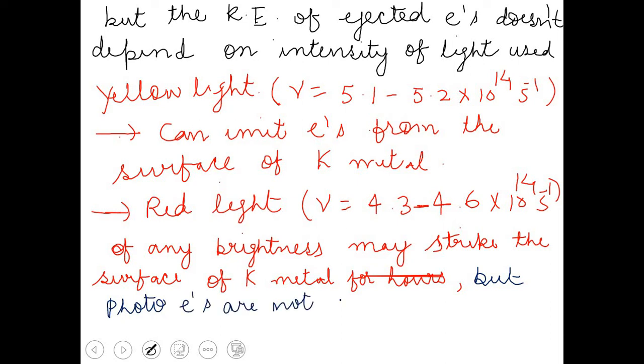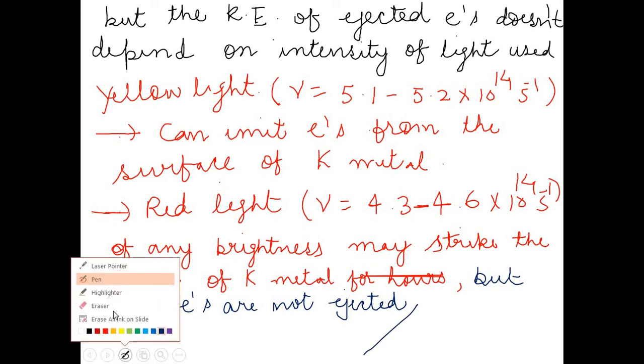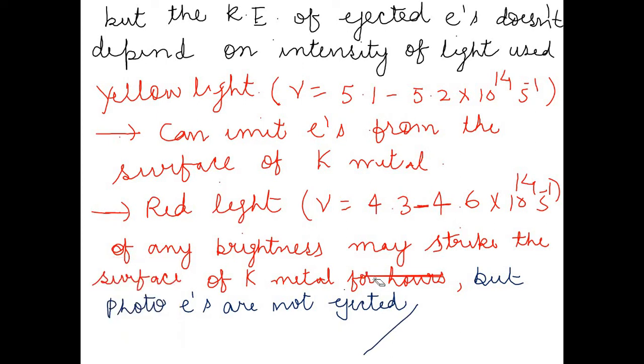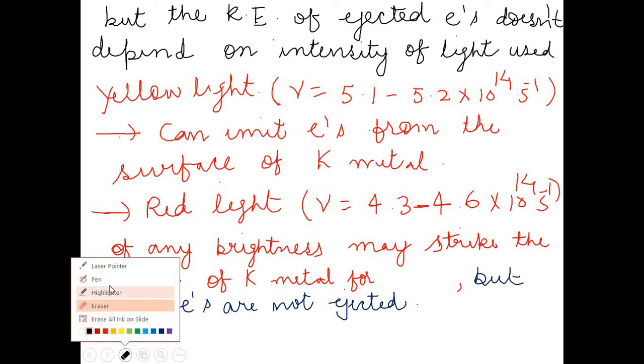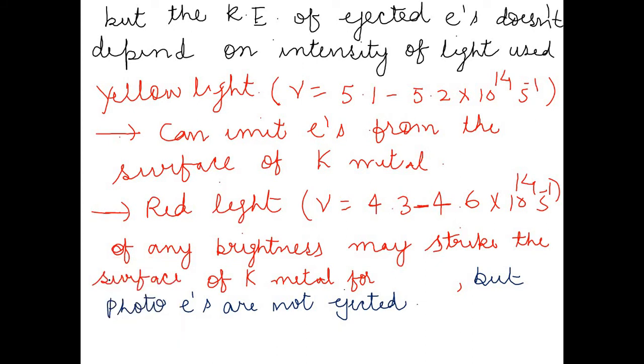So I hope you must be getting an idea why this is happening. You have seen the frequency of both the colored lights. So just let me complete this line here. What we have written here: of any brightness may strike the surface of potassium metal for hours.